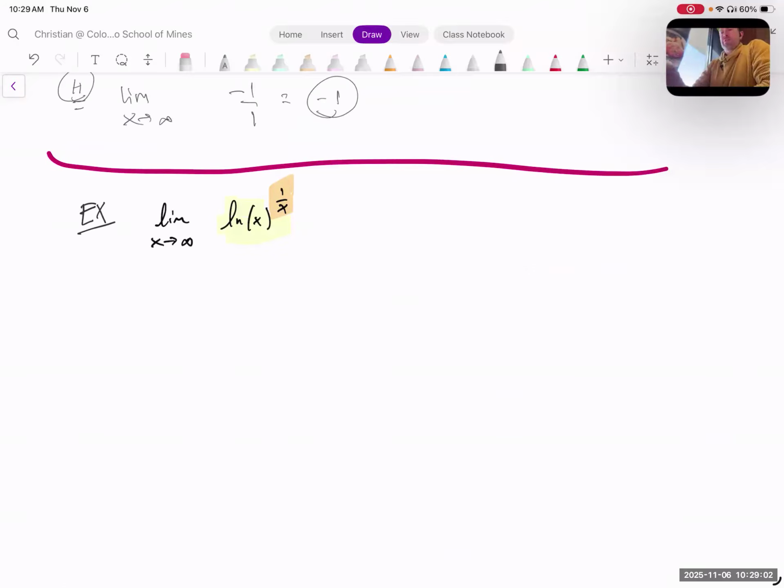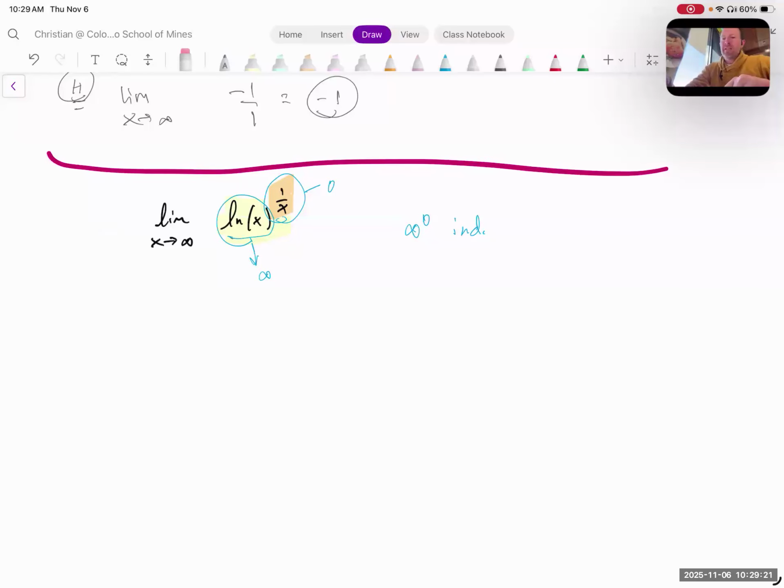Let's start by checking the indeterminate form. Natural log of x goes to infinity as x gets big. 1 over x goes to 0 as x gets big. And infinity to the 0 is on your indeterminate form list from above.